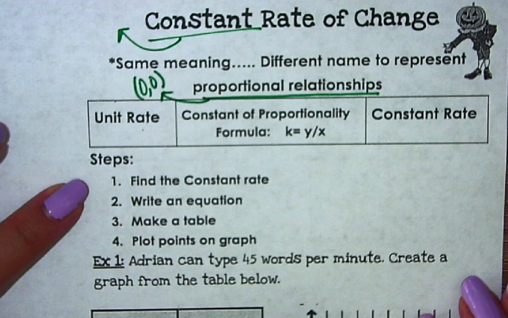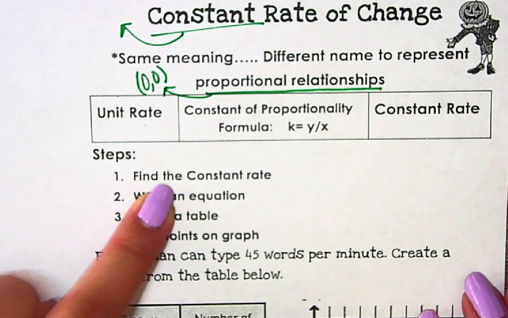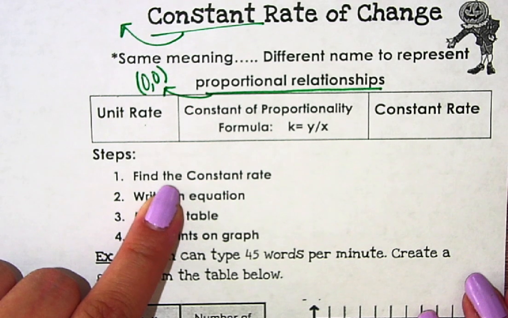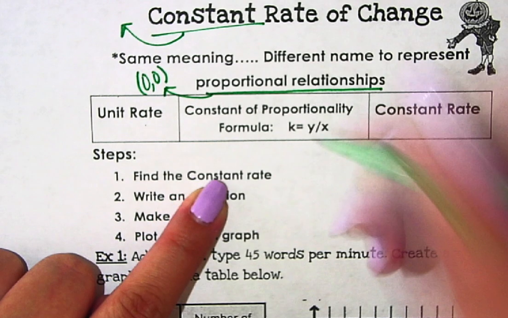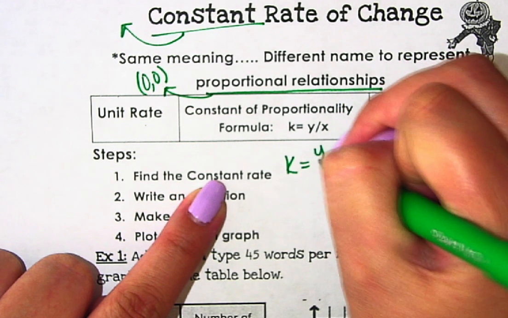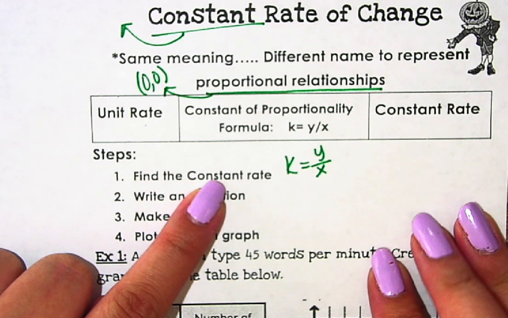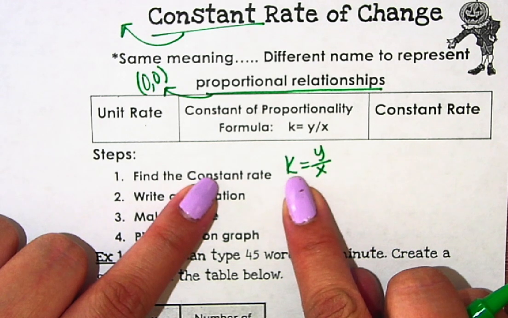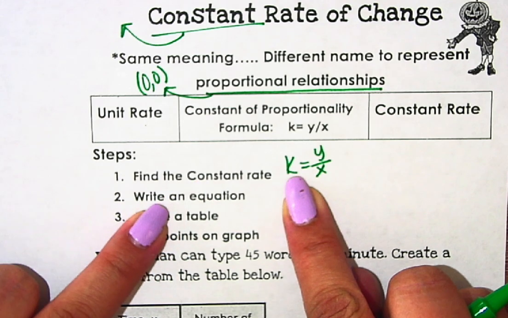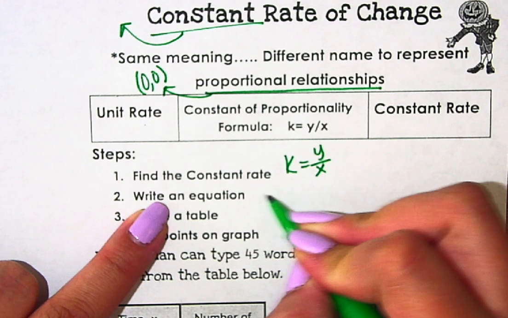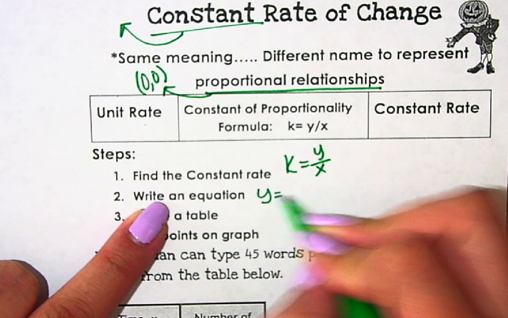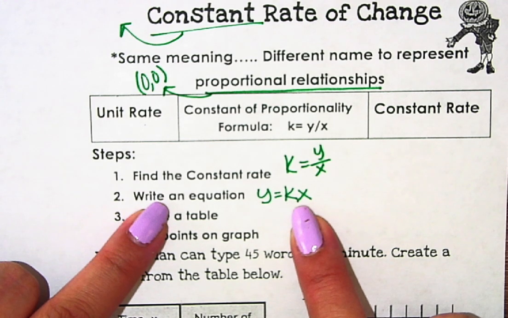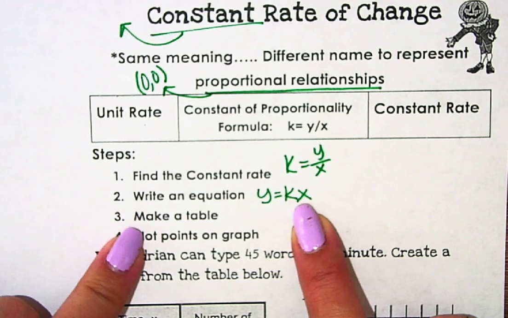Okay, so my steps, I've added steps. The first step is to find the constant rate. It could also say find the unit rate, find the constant of proportionality. It's all the same. You're going to use the formula K is equal to Y over X. So same thing we've been doing. Okay, constant rate, the letter is K. When we write our formula after we found K, the formula is going to be Y equals KX. This is if it's a proportional equation.